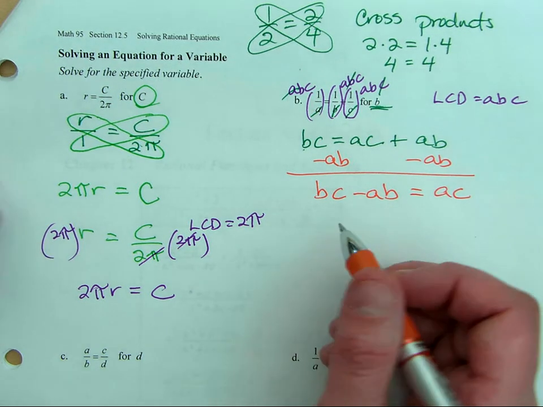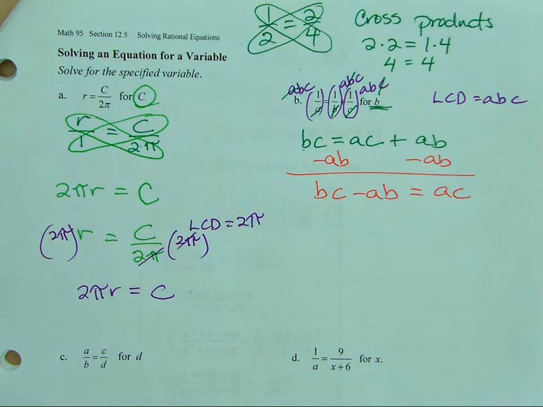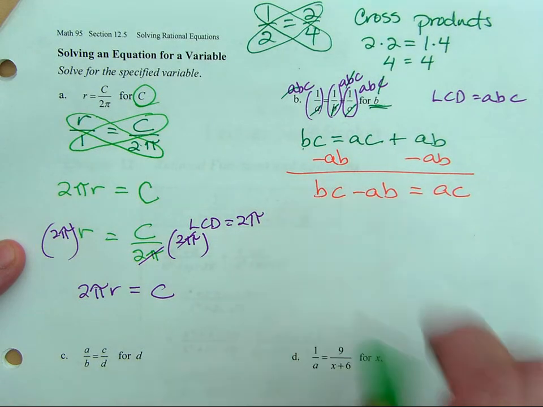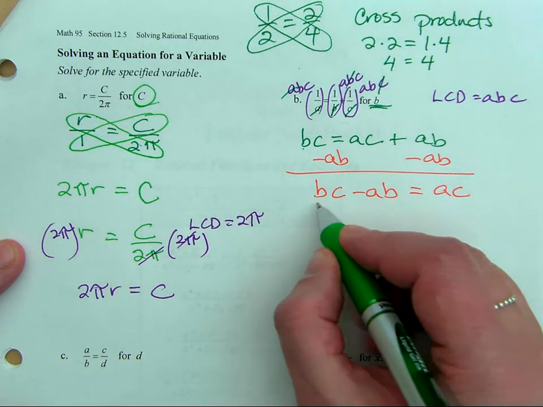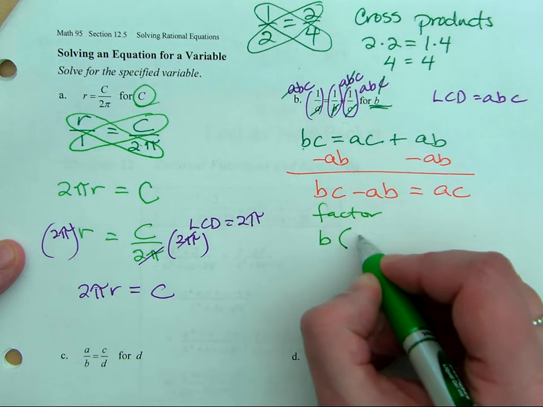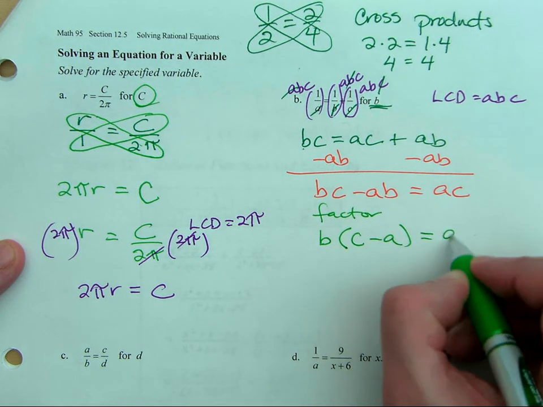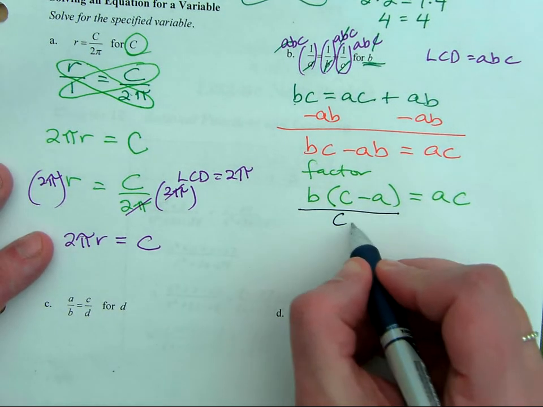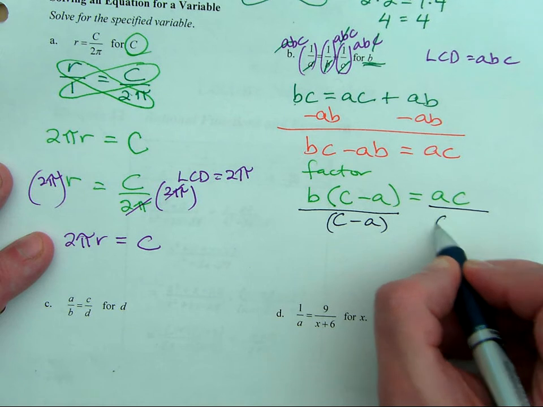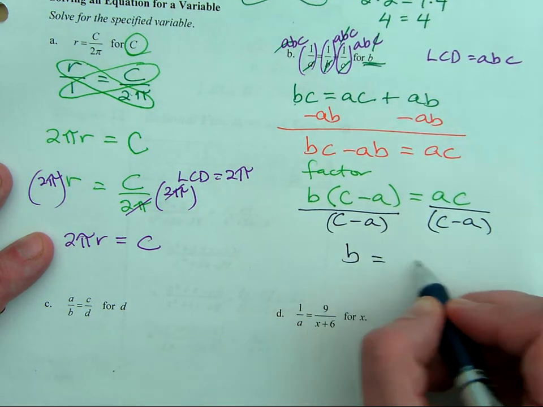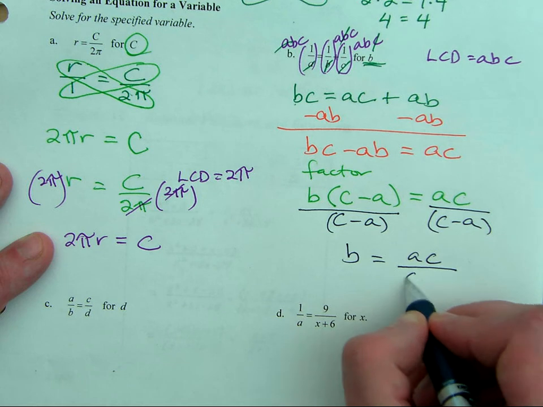How can I get that B? Factoring. So you notice the GCF here is B. Because I can't subtract these because I don't know what A and C are, right? So if I factor out the B, I get B times C minus A equals AC. What can I do to get B by itself? Divide by C minus A on both sides. So I get B equals A times C over C minus A.